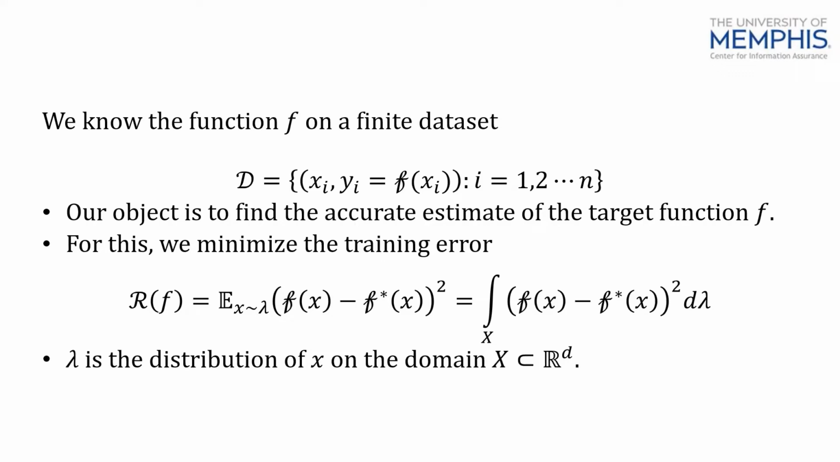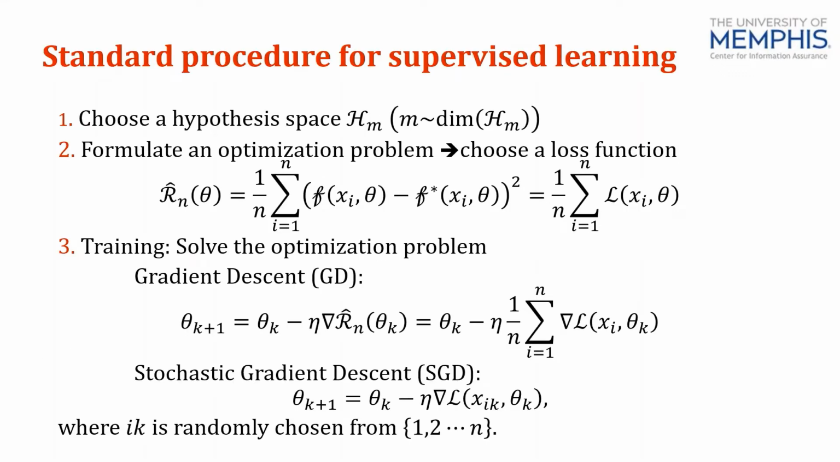Now the standard procedure for supervised learning includes three steps. First, choosing the hypothesis space. Here the hypothesis space means the set of all trial functions. Here we call the hypothesis space as H_m, where m is the dimension of the hypothesis space. Now by the dimension of the hypothesis space, we mean the number of free model parameters available, as we can recall from our previous slides. Now, classically, we choose the polynomial functions, wavelets, but in this case, we use the neural network since we need to understand how the neural network avoids the curse of dimensionality problem.